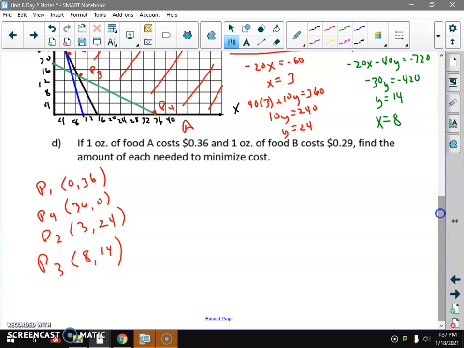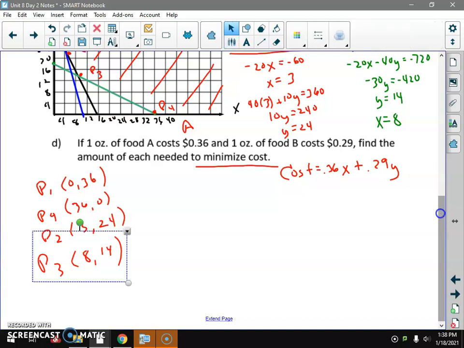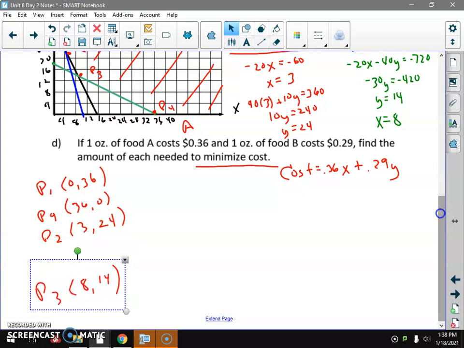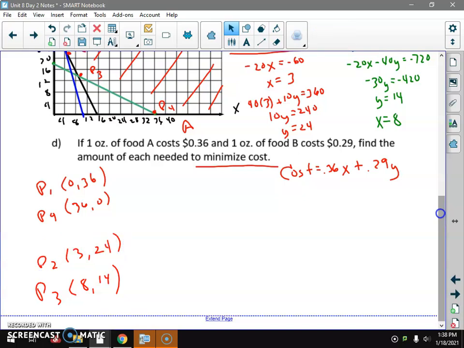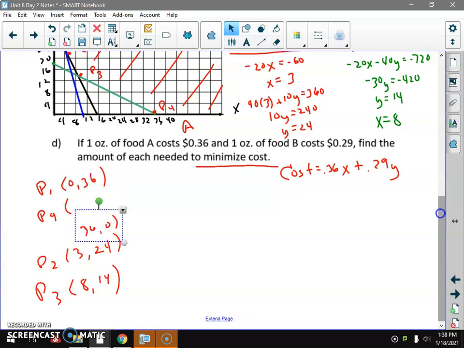Now, we've got to minimize cost. So we need to create an objective function. And that is cost equals 0.36x plus 0.29y. And now let me see if I can bring these down a little bit. Maybe I can, maybe I can't. I've got to do it in a couple pieces. That's all right. It'll look a little bit better.